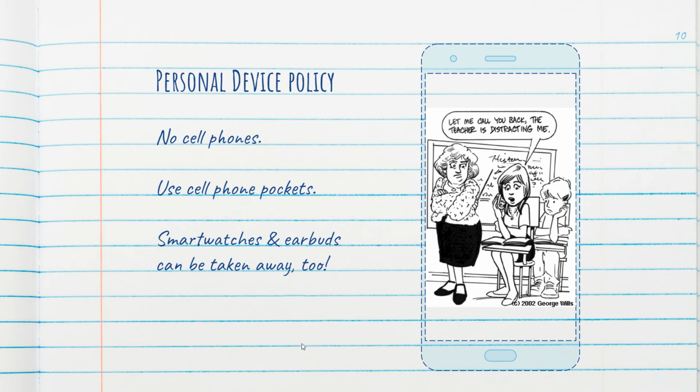Keep in mind that your cell phone can be taken away even if it's needed for an assignment, and your smartwatches and earbuds, also fair game. Those go away while we're in class.